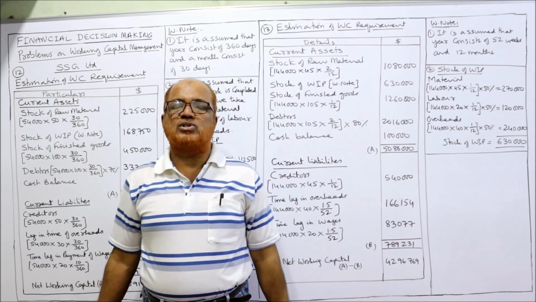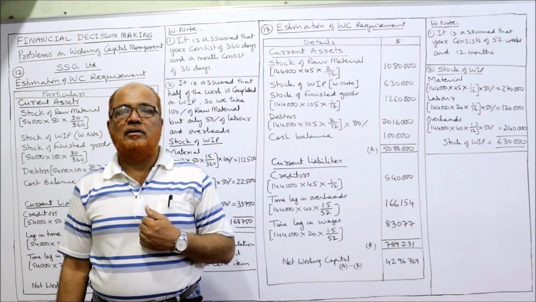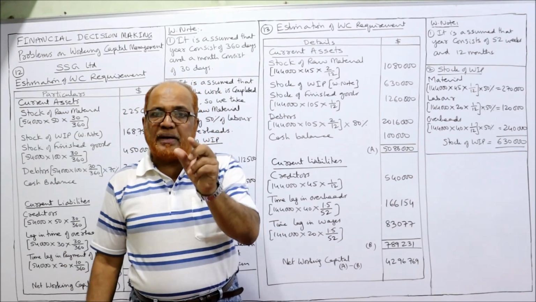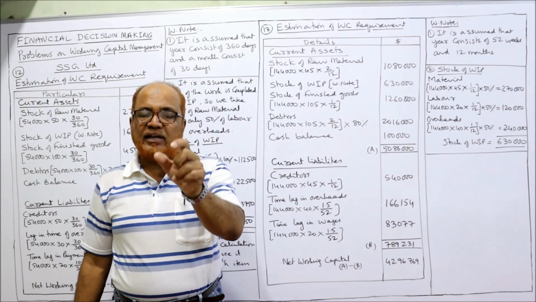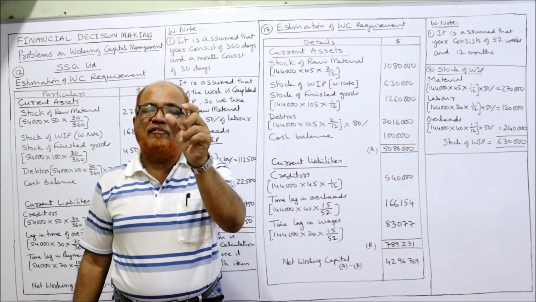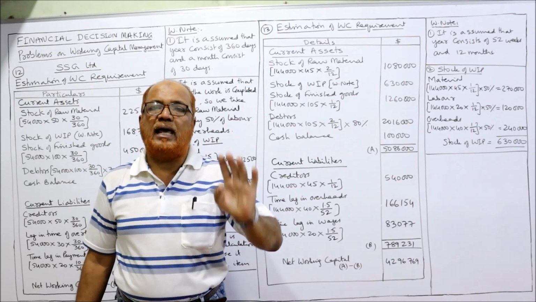In the previous problem this sentence was not given, so we have to make the assumption. But here in this problem, it is specifically given that work in progress should be calculated by taking 50% of all elements.